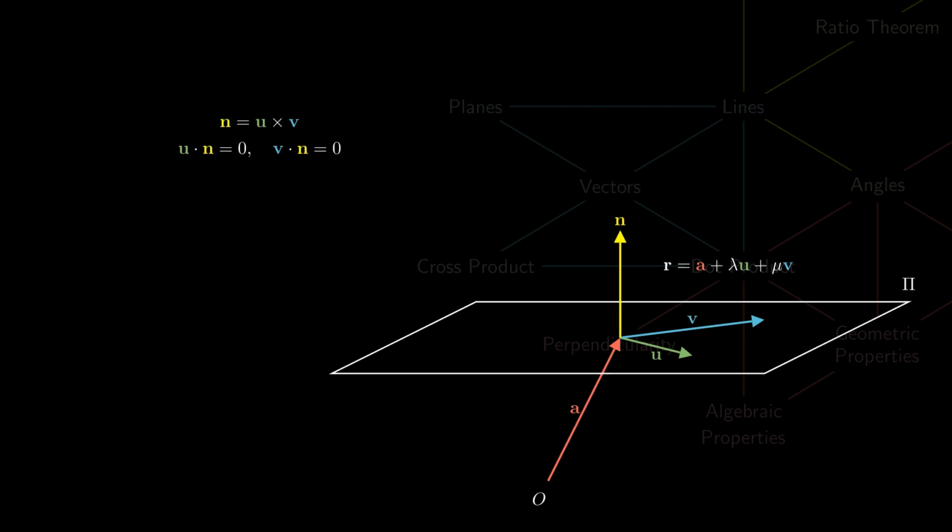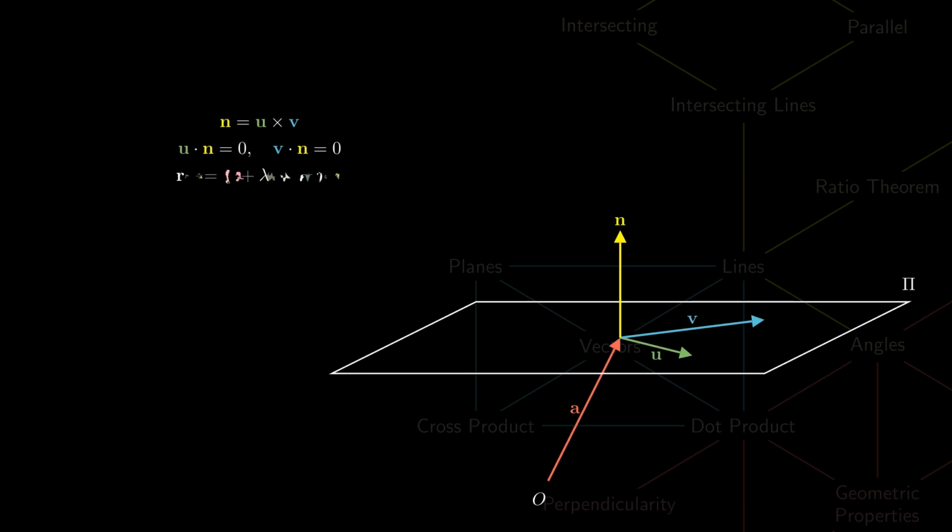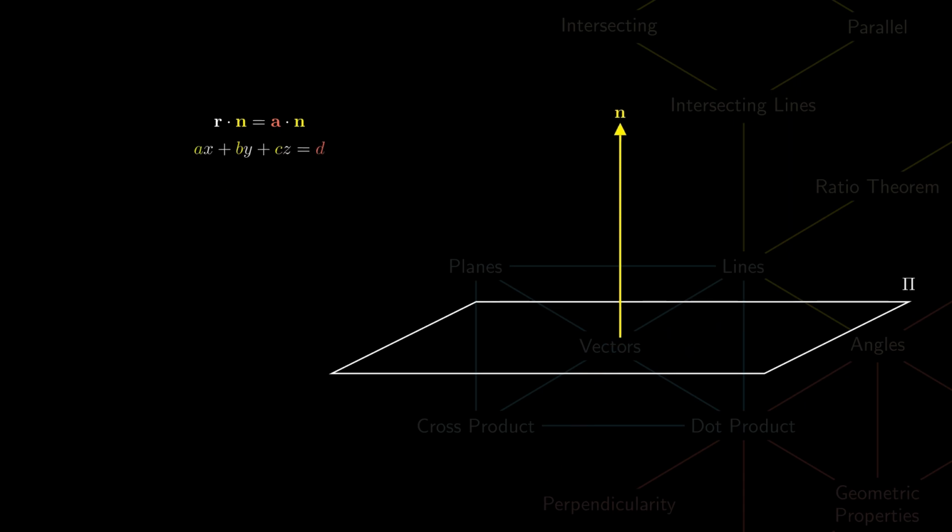Now, considering the vector equation of the plane, we can apply the dot product with n on both sides, do a bit of dot product algebra, and since u.n and v.n are 0, we obtain the scalar product equation of a plane, which is determined by its position vector a and the normal vector n. Just like with lines, we can write the vectors in terms of the coordinates to obtain a Cartesian equation of a plane.